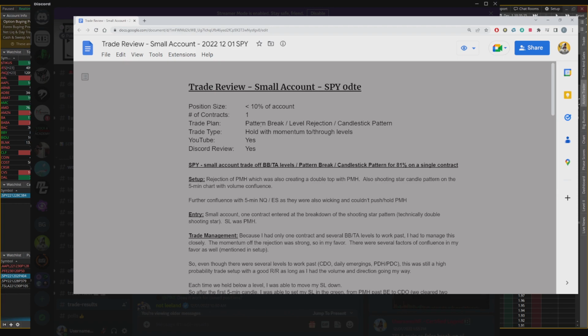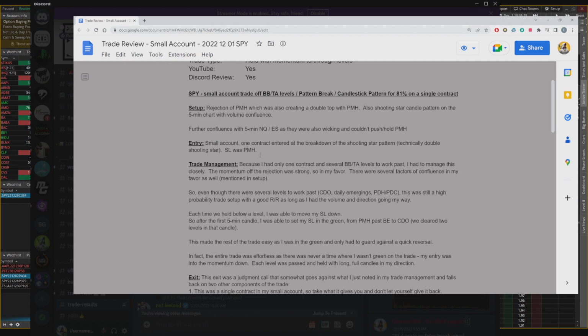Trade plan: pattern break, level rejection, and candlestick pattern. Trade plan: hold with momentum to and through levels. Usually if I have 1 contract, I've got maybe one component here that's a trade plan, and I hold with momentum, maybe at 10% or 15%, or hold to 1 level. This is why it's a little different, because I've got 3 things going on here, which is what allowed me to hold to and through levels with 1 contract. YouTube video, yes. Discord review, yes.